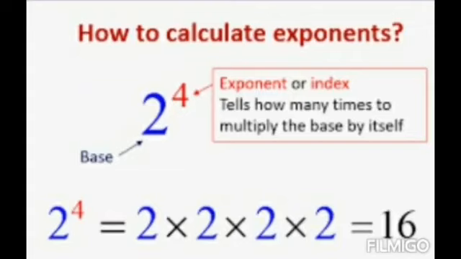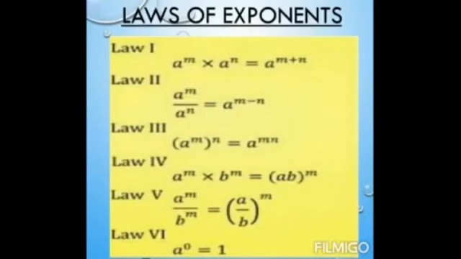Right? So this is the exponential notation. 2 to the power 4 is called the exponential notation of 16. Next topic is laws of exponents. First law, a to the power m into a to the power n is equal to a to the power m plus n. A to the power m divided by a to the power n is equal to a to the power m minus n.